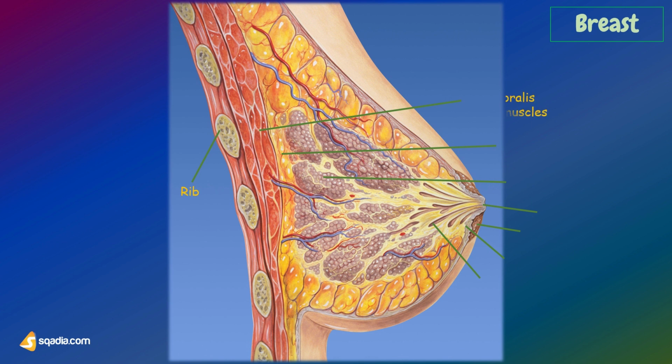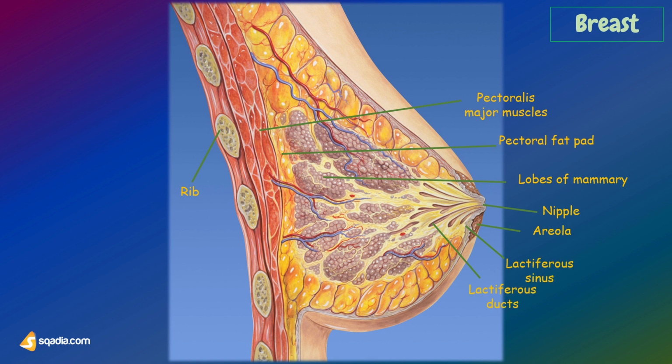Here you can see the rib. Next is the pectoralis major muscle and a layer of pectoral fat. The lobes of mammary gland that are only present in females are labeled here. The nipple and areola are present at the surface. We also have the lactiferous sinus and ducts present just behind the nipple.